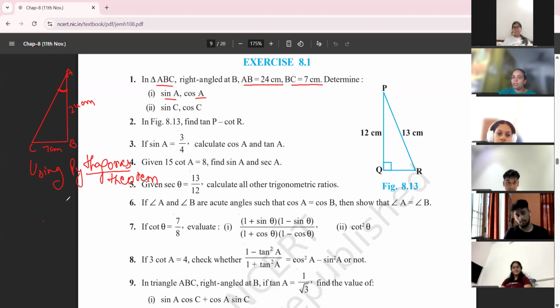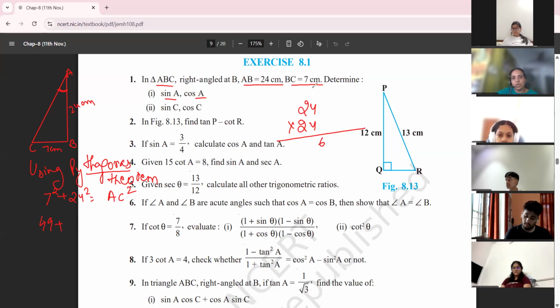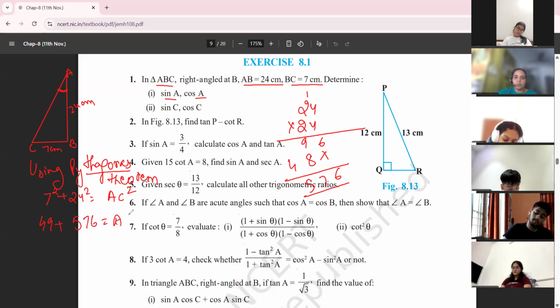So using Bodhayan theorem, 7 square plus 24 square is AC square, which is 49 plus 24 squared is what? What is 24 squared? मुझे आप लोगों को ये भी ट्रिक्स करानी थी अभी. I forgot. करवा दूंगी. 576. So 576 is AC square.